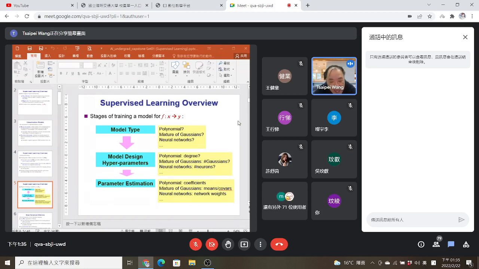Those choices usually are not easily optimized automatically, so you have to decide on them first before you can actually train the model. Okay, like for polynomial, its degree is a design choice. Things like this are usually called hyperparameters. And then once you have decided on the model type and the design choice or the hyperparameters, there are still some other parameters that you can directly optimize. For example, the coefficients of a polynomial.